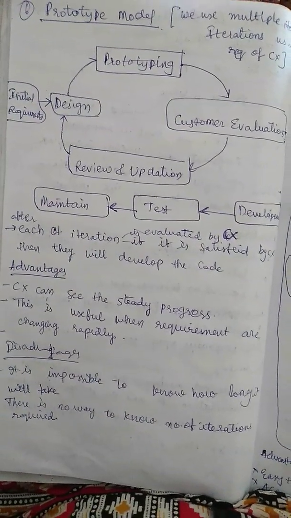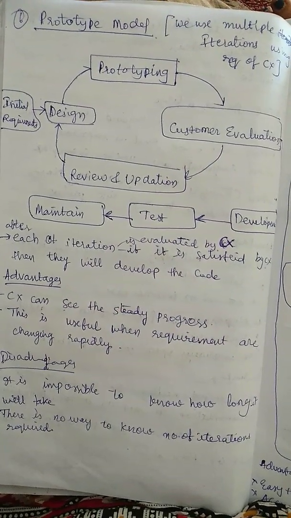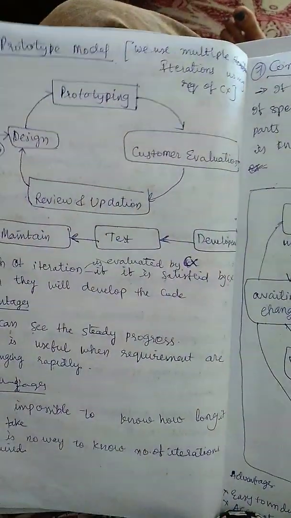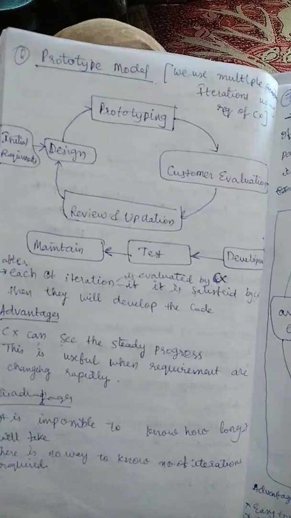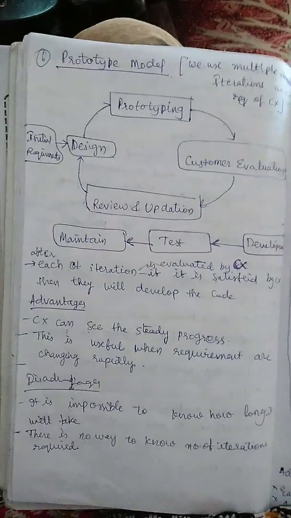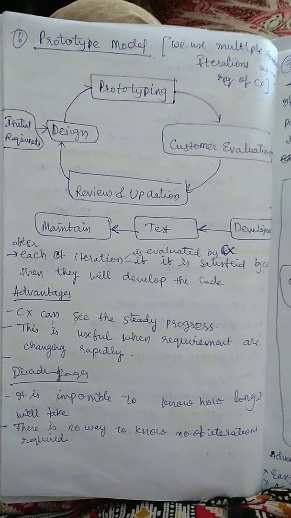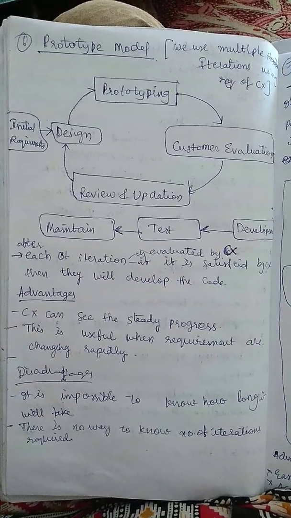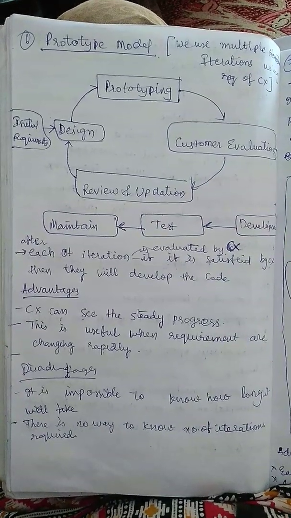First we will take the initial requirements and then we will design it. After designing we will do the prototyping. After prototyping we will obviously give it to the customer for evaluation and then review. If the customer rejects the project, then we will again develop, again do testing, and we will maintain it, and then we will give it to the customer. After each iteration, it can be evaluated by the customer. If the customer is satisfied, then they will develop the code.